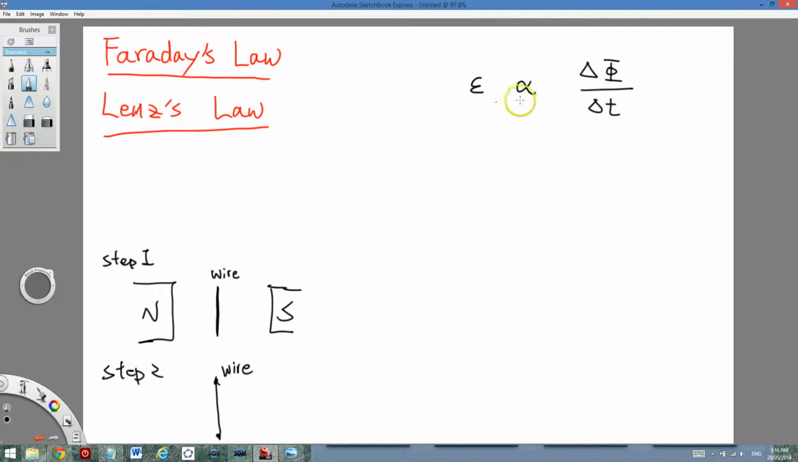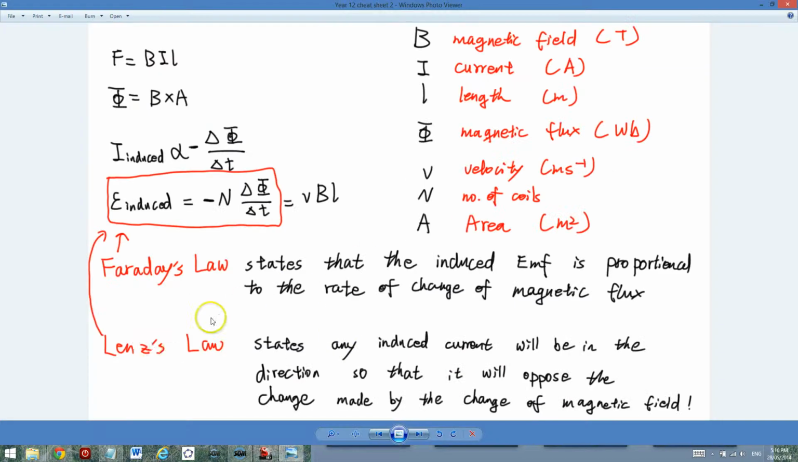Now let's look at Lenz's law. Lenz did some more work on Faraday's law, and he found the direction of the induced current. Lenz's law deals with the direction of current, so that it will oppose the change made by the change of magnetic field. What I need you to do now is write down Faraday's law and Lenz's law on your cheat sheet. You need them.